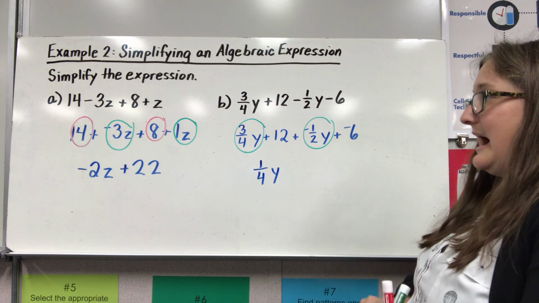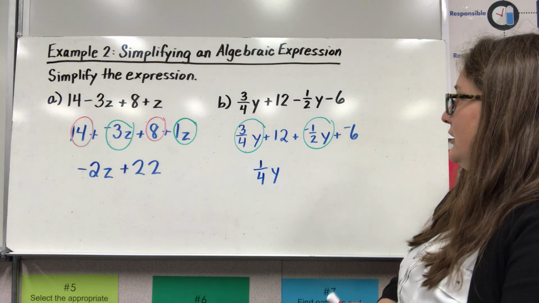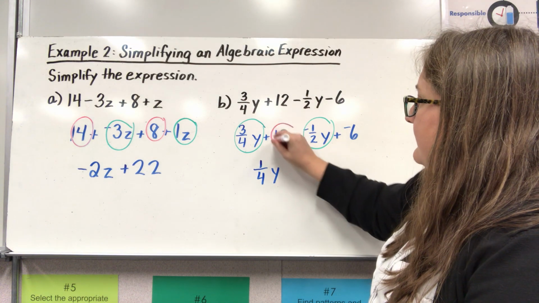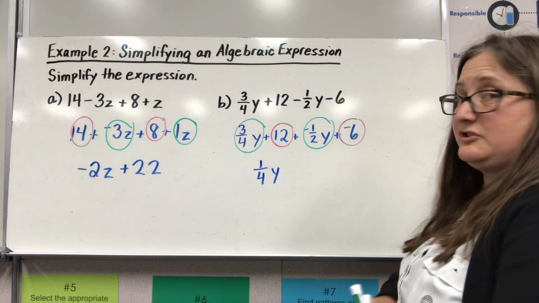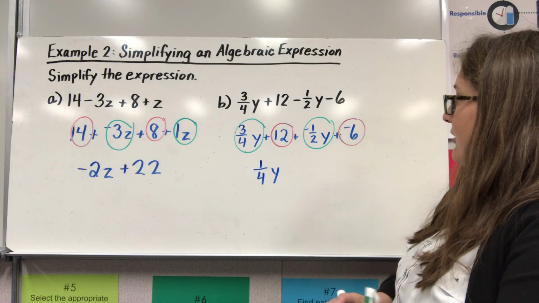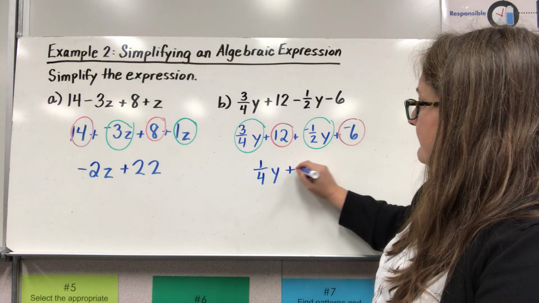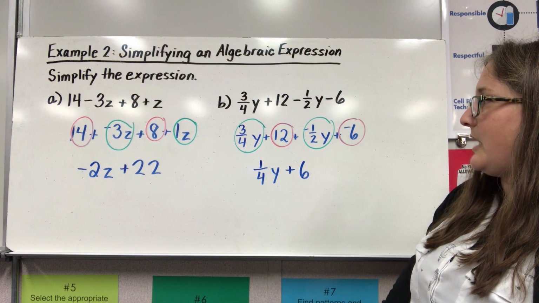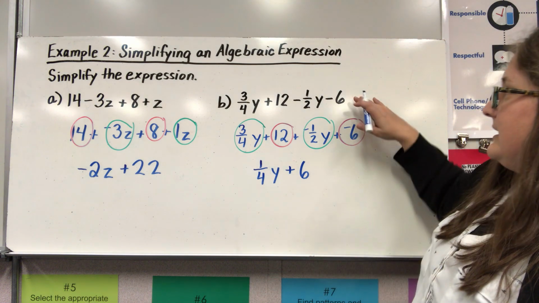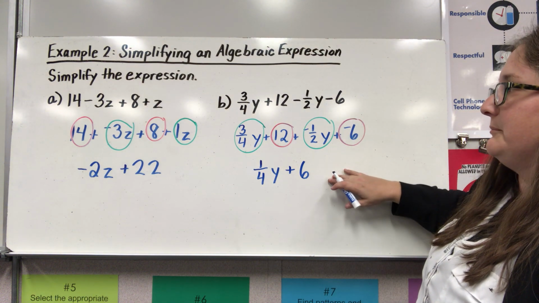Then I also see some constants that I can combine, 12 and negative 6. And these two together are going to become just a positive 6, so plus 6. So positive 1/4 y plus 6 is this expression in its simplest form.